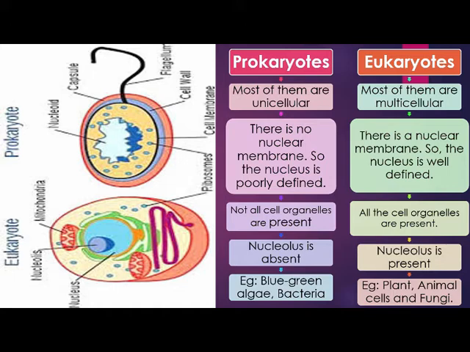Now, coming to prokaryotic, most of them are unicellular organisms and there is no nuclear membrane present, so the nucleus is poorly defined. Not all the cell organelles are present in prokaryotic cells. Nucleolus is absent, and examples of these types of organisms are blue-green algae and bacteria. And eukaryotic: most of them are multicellular and there is a nuclear membrane, so the nucleus is well defined. All the cell organelles are present. Nucleolus is present in this type of organism, and examples of these are plants, animals, and fungi.